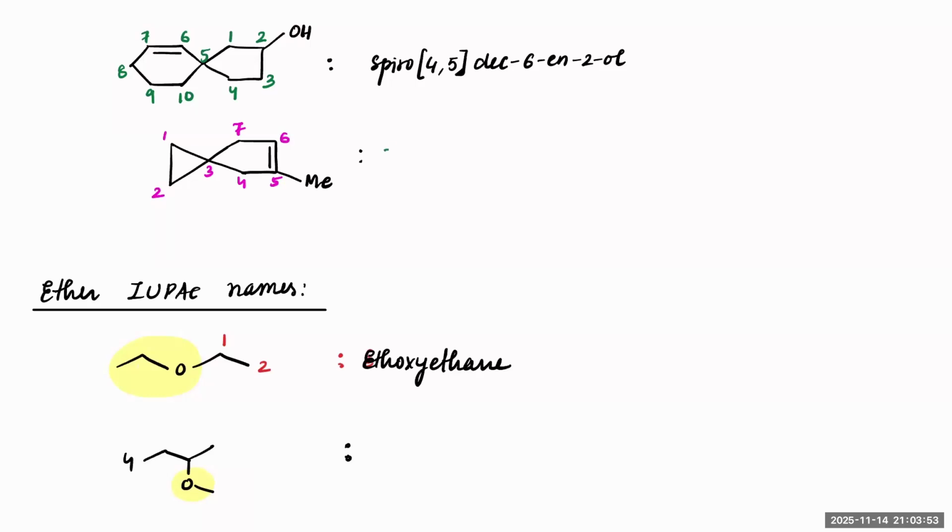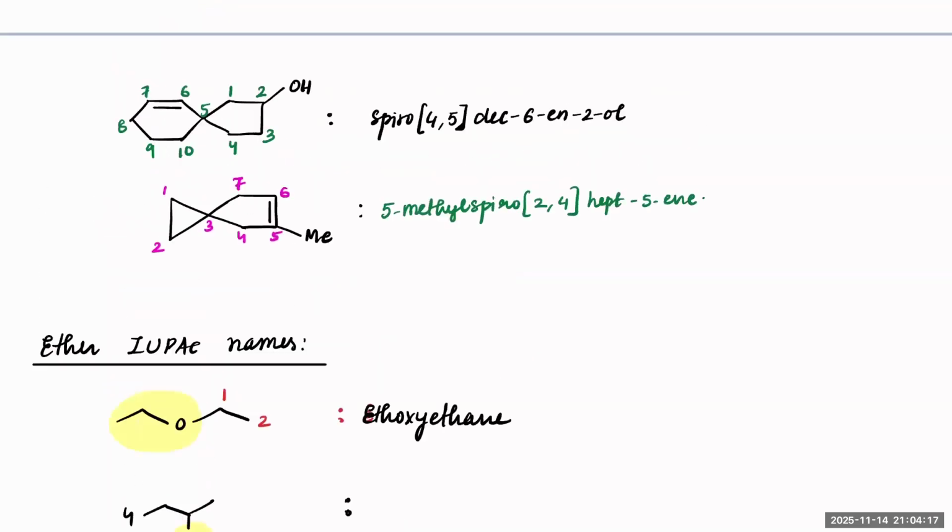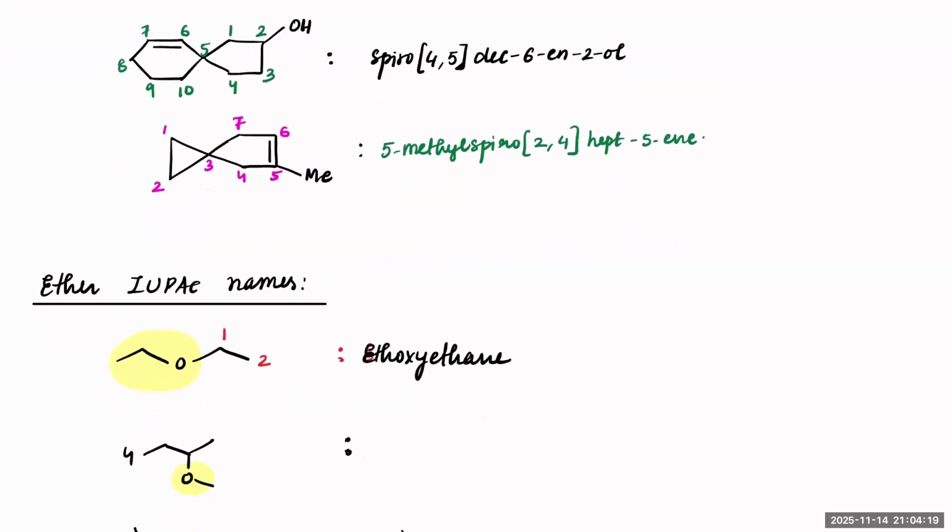So therefore, we have 5-methyl. So we have this as 5-methyl spiro. Right. This as spiro. And then 2, comma 4. 2 on the left, 4 on the right. And then it is hept 5-ene. That's it. That is the name of this compound. Okay. So I hope all of you are clear with bicyclo and spiro cases, how to write the IUPAC names.